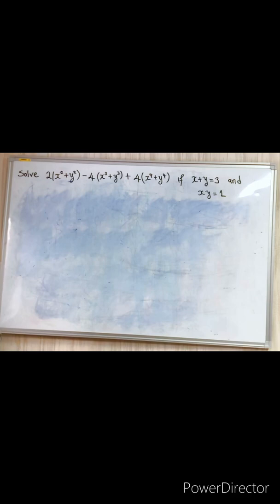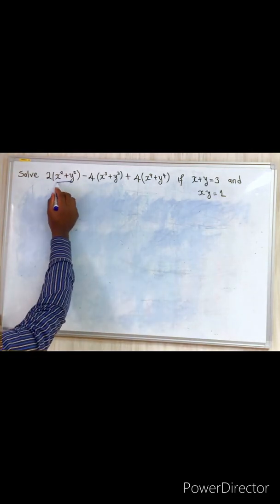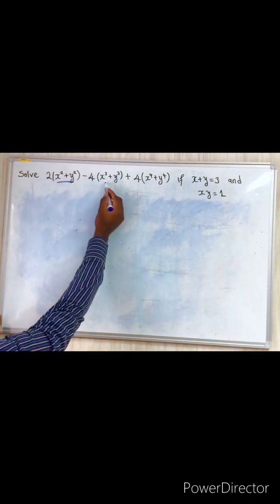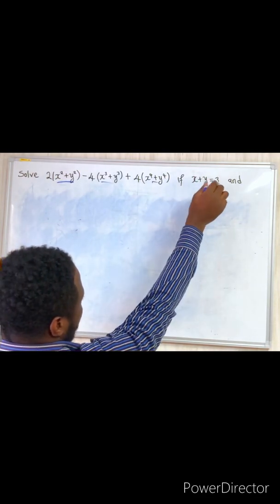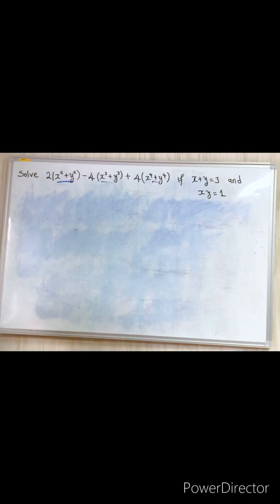Okay, so first thing, we shall try and simplify these so that they look a little bit like these numbers or this key we are given: x + y = 3 and x times y = 1, so that we can replace.